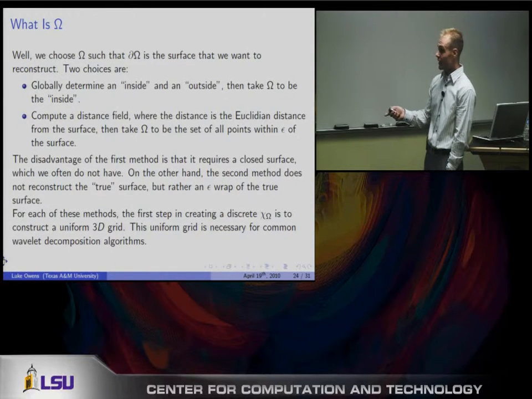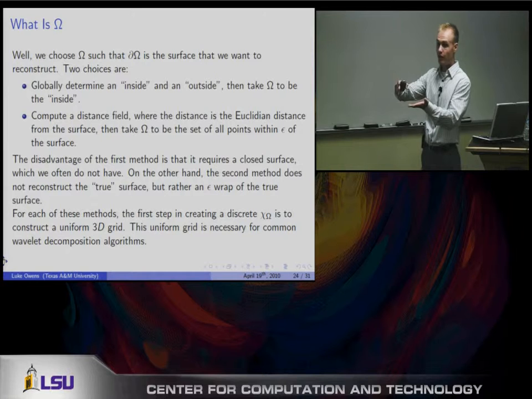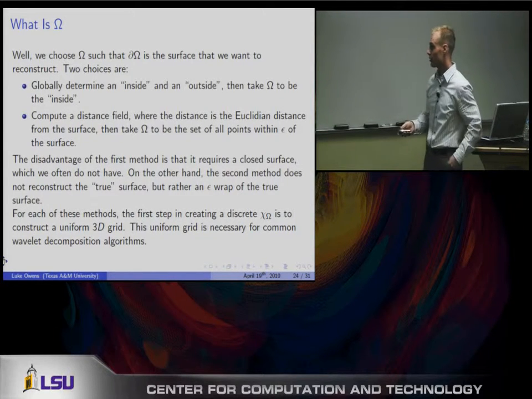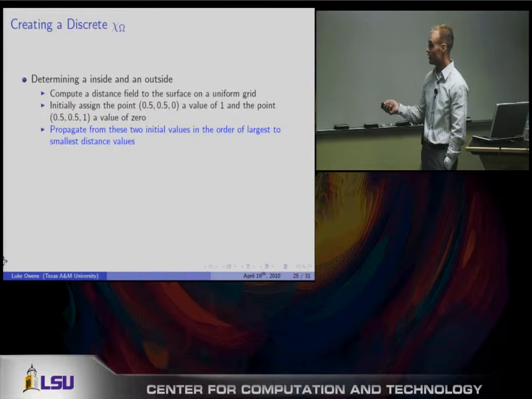On the other hand, the disadvantage of the second method is you created an epsilon wrap. So really your surface is now epsilon away from your true surface. So you introduce this little bit of air. Right? But it's a little more robust. So we do the uniform grid to create this discrete chi of omega.